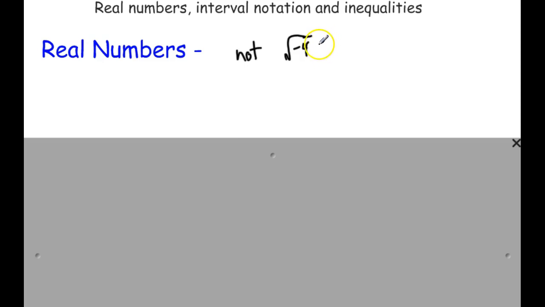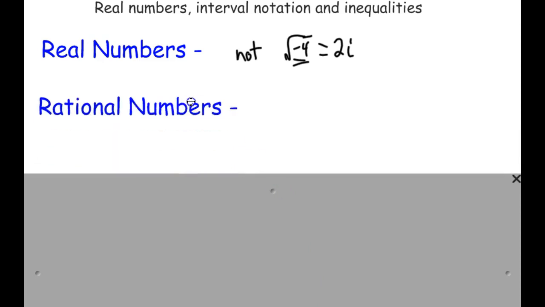Later on in class, we'll learn that a problem like that is equal to, say, 2i. It has an imaginary number there. We'll learn about that later in the year. I'm going to save that, but just know that if you have a square root of a negative number, if you have a negative there, you don't have a real number. Pretty much everything else you've seen in math class is a real number.